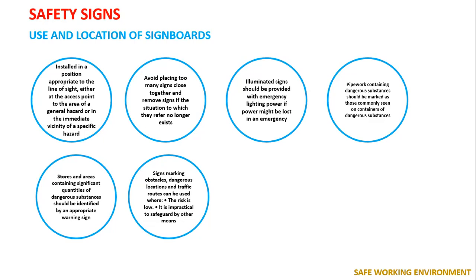Then the signs marking obstacles, dangerous locations, and traffic routes can be used where the risk is low, but it is impractical to safeguard by other means. So where the hazard is low, the signages can be placed, but the signages are not the first line of defense.